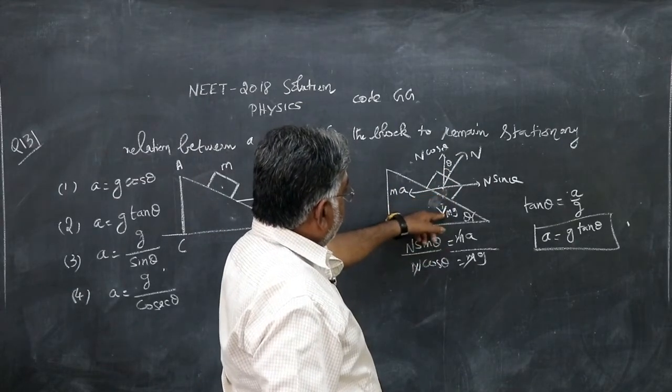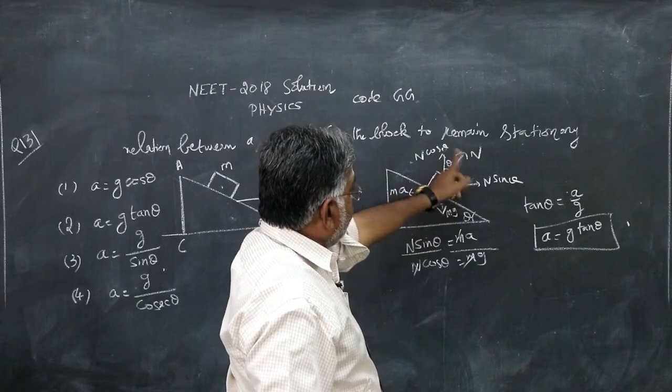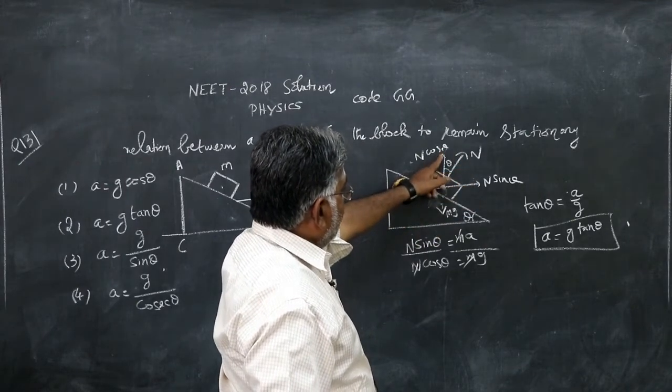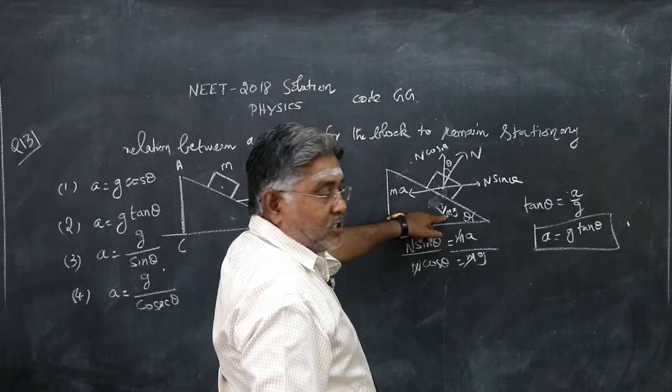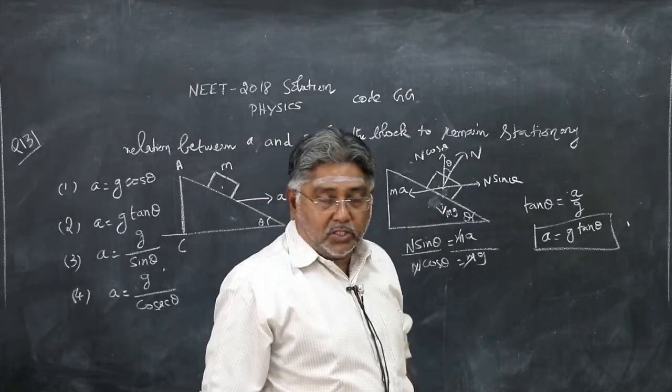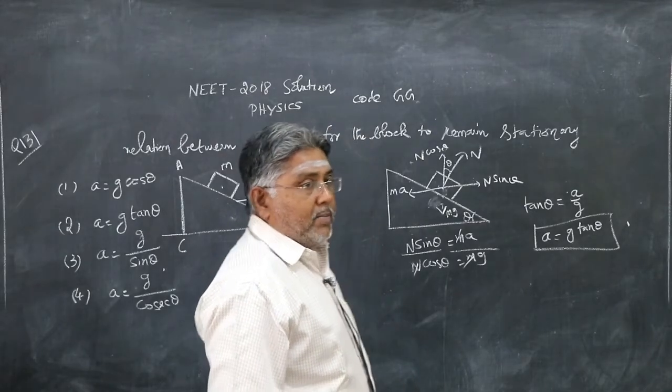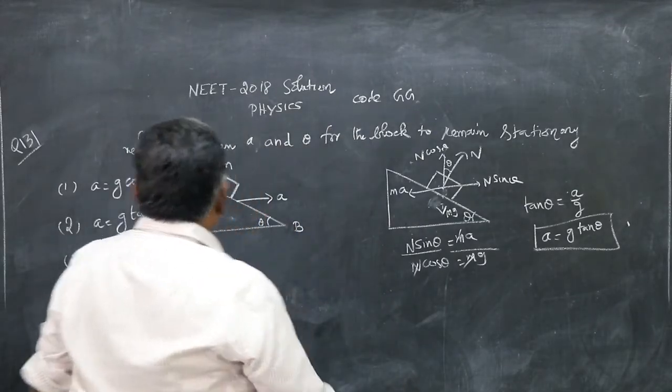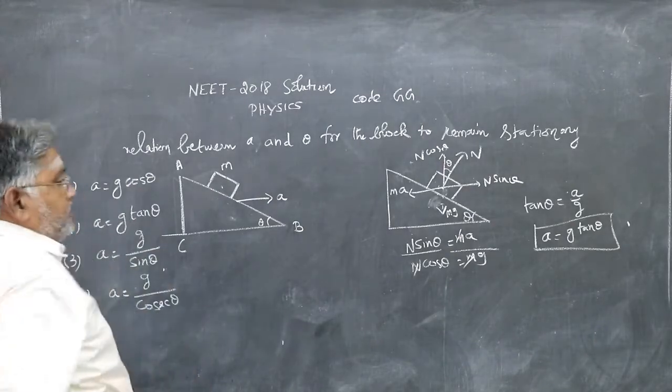So weight is acting vertically down. Normal reaction resolve into two components. N cos theta will be balanced by mg and N sin theta will be equal to ma, because the block is to remain stationary according to the requirement of the problem. So the correct answer is option 2.